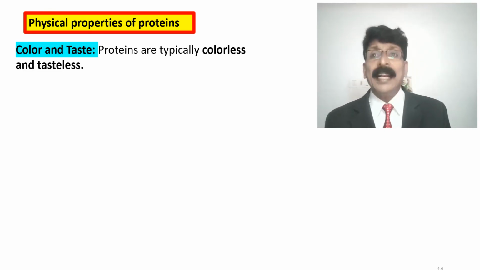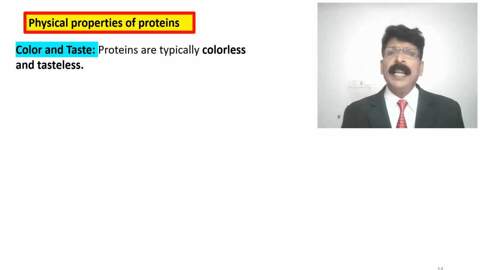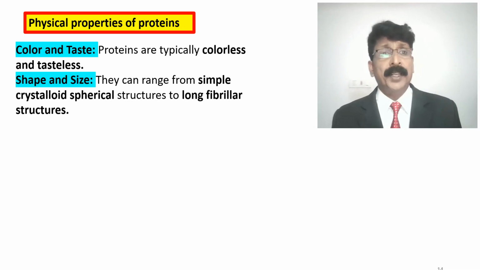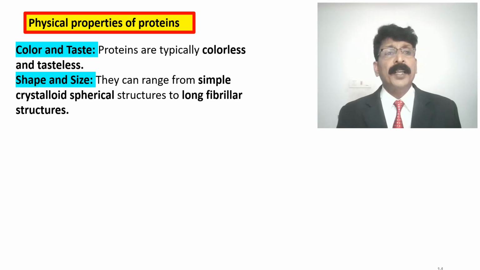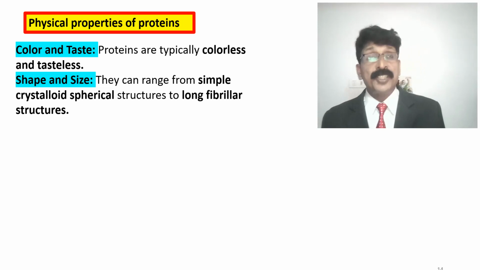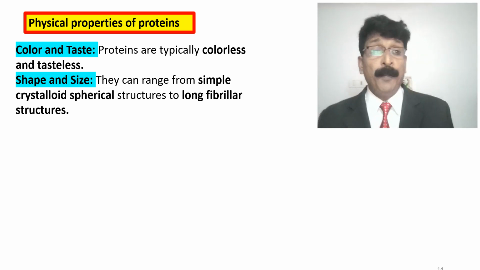Now, what are the physical properties of proteins? Color and taste: proteins are typically colorless and tasteless. Shape and size: they range from simple crystalloid spherical structures to long fibrillar structures.